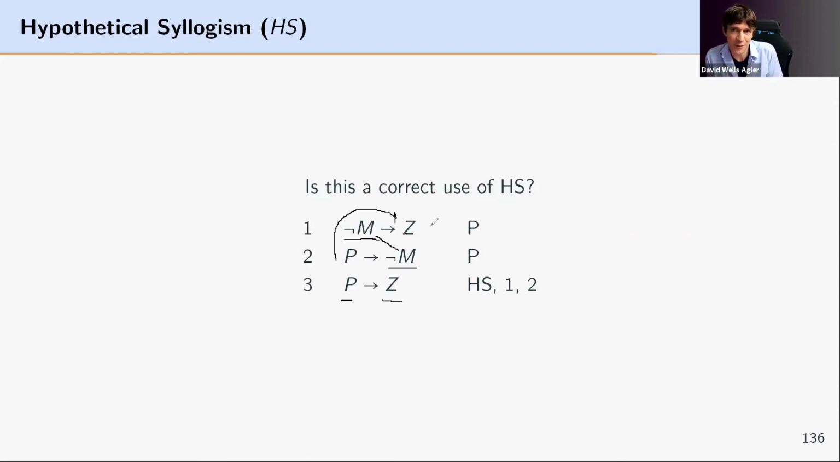What might have thrown you off is the fact that I moved around the typical order in which they were presented. I usually had if P then not M, then not M then Z. But here I just changed lines 1 and 2. And the order really doesn't matter as long as you have a formula that is the antecedent, which is the formula to the left of the right arrow in one conditional, and the consequent in another.